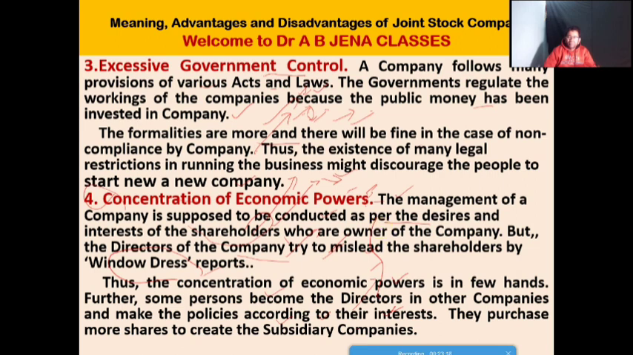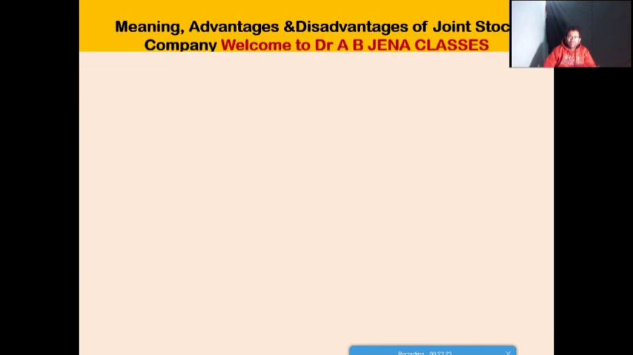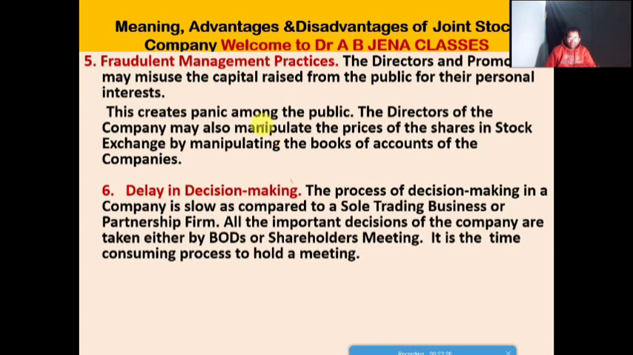I have discussed that in detail with a very good and suitable example. So next one, fraudulent management practices. Normally fraudulent management practices are found in a joint stock company. The directors and promoters may misuse the capital raised from the public for their personal interest. This creates panic among the public. The directors of the company may also manipulate the prices of the shares in the stock exchange by manipulating the books of accounts of the companies. That is the window dressing.